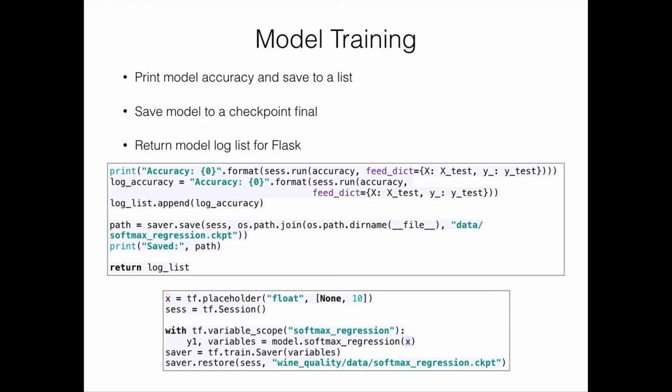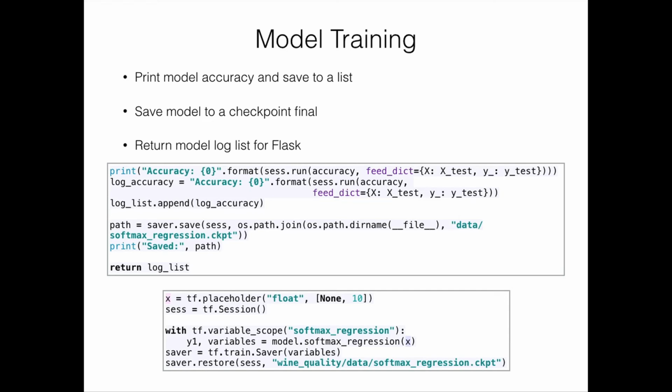And then we'll save the model using a checkpoint file. So that's what this next step is doing here. It's saving everything that we defined before as a checkpoint file, which we can access and open using the Flask app, and then display it or use it to predict how good the wine is, if it's good or bad quality. And we're returning the list.